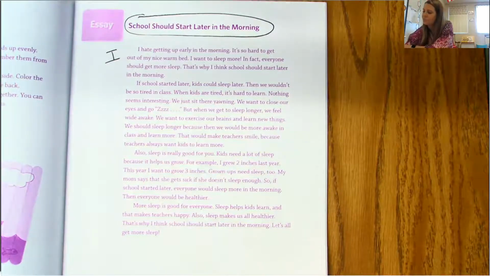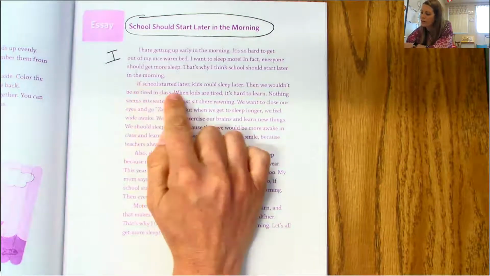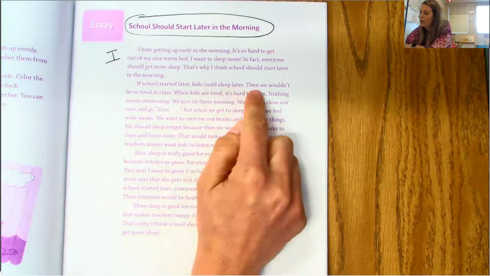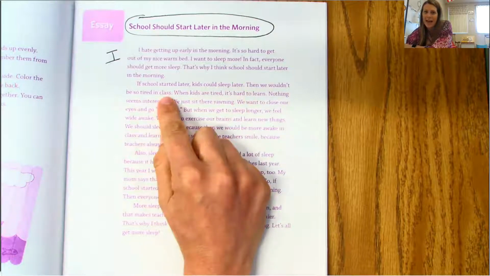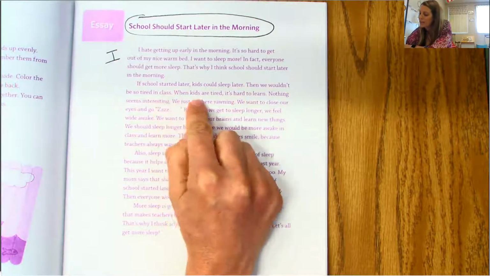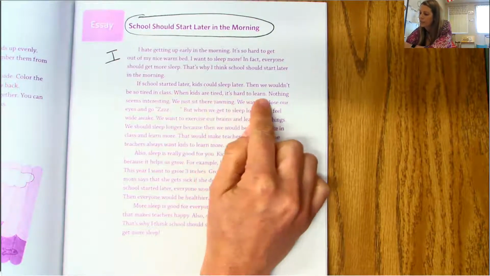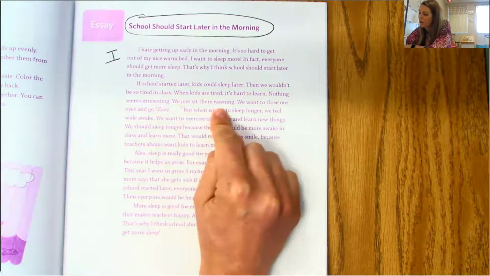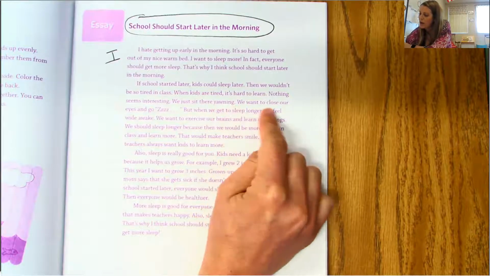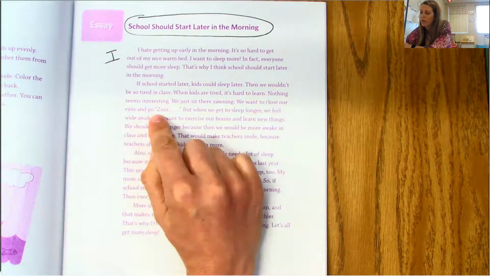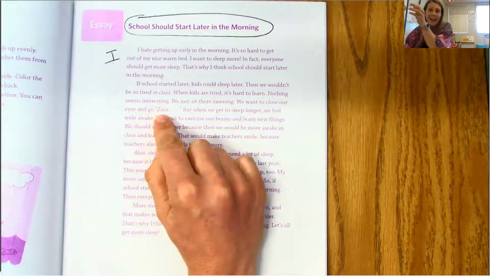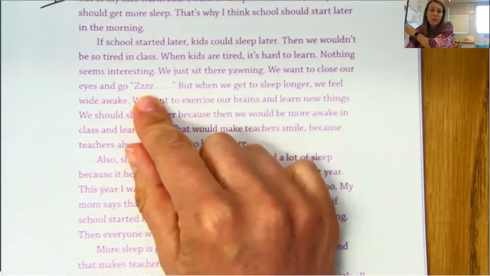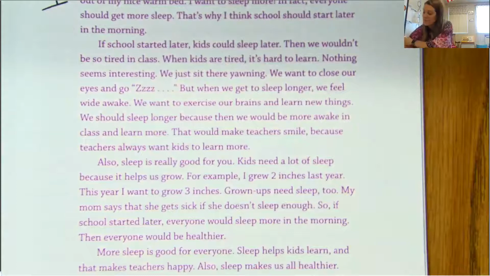If school started later, kids could sleep later. Then we wouldn't be so tired in class. When kids are tired, it's hard to learn. Nothing seems interesting. We just sit there yawning. We want to close our eyes and go... and I like this author. They added that sound word, onomatopoeia.